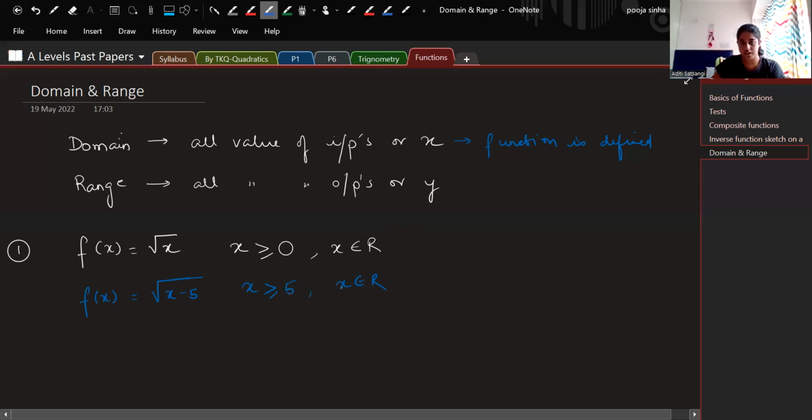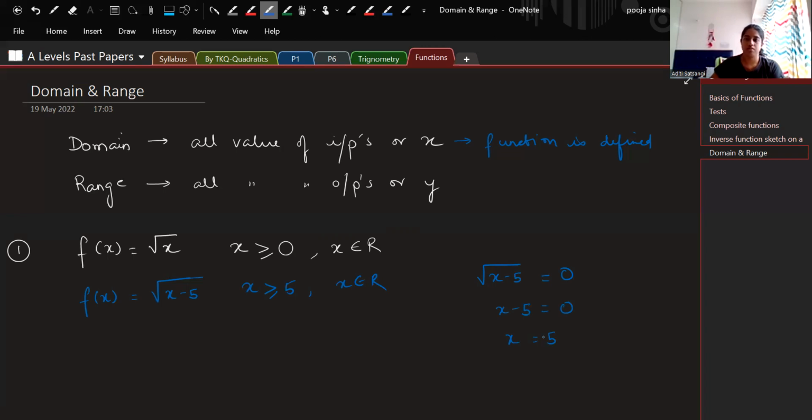Why 5 here? Because you want this x minus 5 to be greater than or equal to 0. So we first solve with the equal to sign: x minus 5 is equal to 0, which gives x equal to 5. At 5 or greater than 5, we will never have a negative number. If it is less than that, then we will have a negative number. Clear?